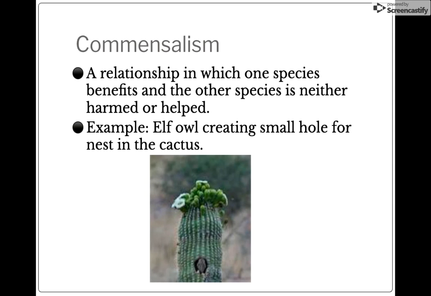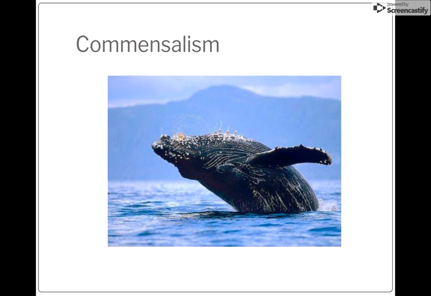harmed or helped. So here's an example of an elf owl creating a small hole for a nest in the cactus. So the owl is getting shelter. It does not help or harm the cactus. So that is commensalism. Another example are these barnacles on the whale.